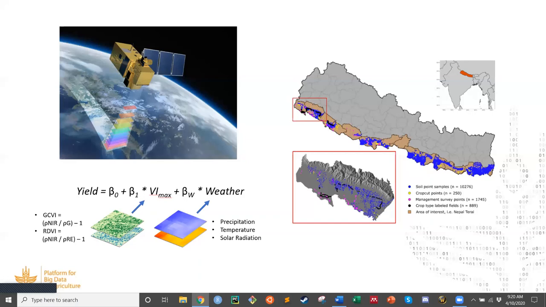So in order to estimate yield from satellite, we use a linear function of some satellite-derived vegetation index, such as GCVI or Red Edge VI, as shown in the bottom left, as well as a function of weather, so precipitation, temperature, radiation, and these are also from satellite-based sources. So we use MODIS for temperature and CHIRPS for precipitation.